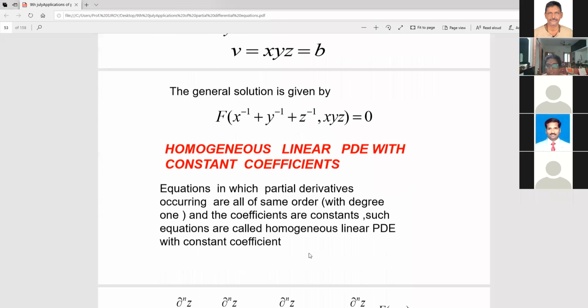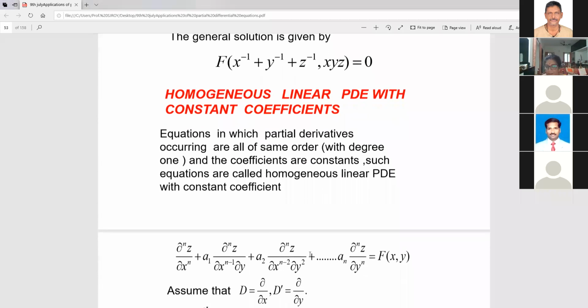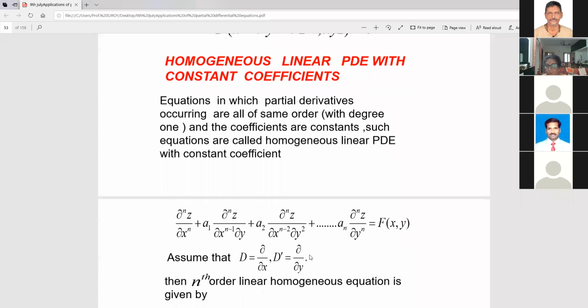Homogeneous linear PDE. This is the next topic. If you pick up an nth order equation, let me introduce this: equations in which the partial derivatives occurring are all of the same order. In the sense, if you see any equation, all the derivatives should have the same order, then we say that it is homogeneous. So the order should not change. We are talking about more than one, like second order, third order, it can be anything.